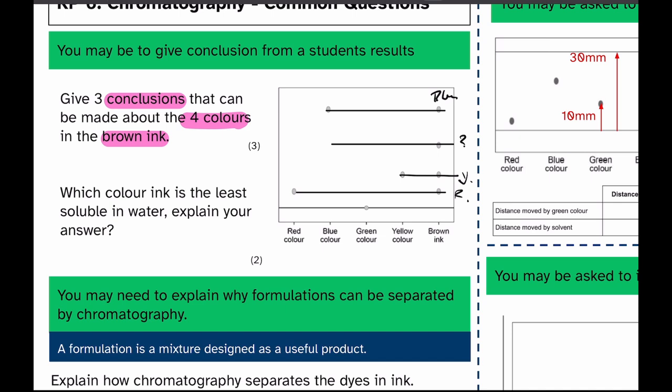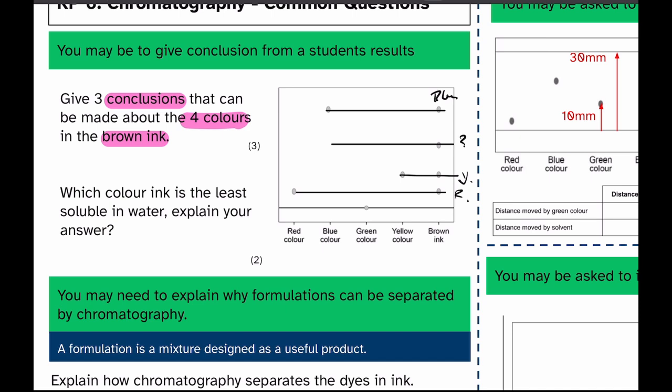That would be enough. You could say the brown ink does not contain, what does it not contain? It does not contain green, all right? It doesn't contain any green. So yeah, that would be another conclusion. It does not contain any green. You could also say another conclusion, the brown ink contains a colour that was not one of the known colours. So all of those could be conclusions that you could give.